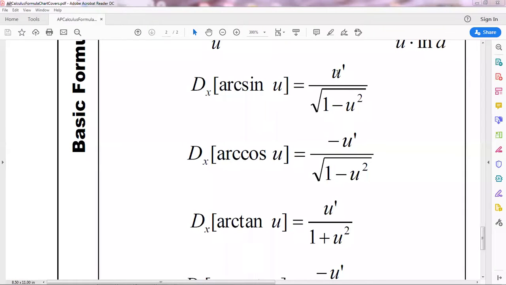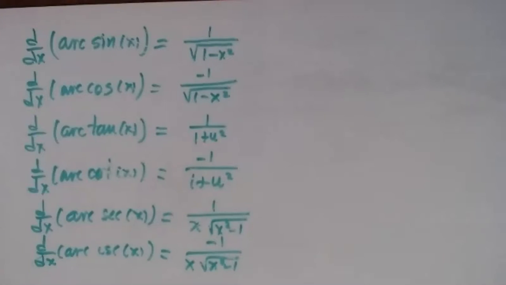If this is x, the derivative of x is 1, and this is x squared. If this is x squared, then you're going to have here 2x, and then here x squared. So it's pretty much the same.